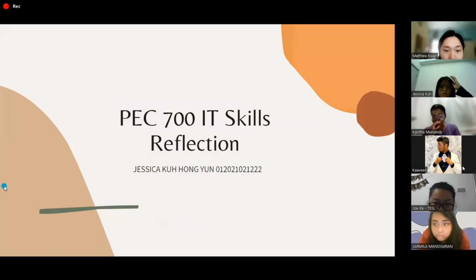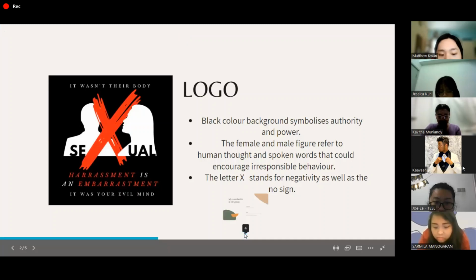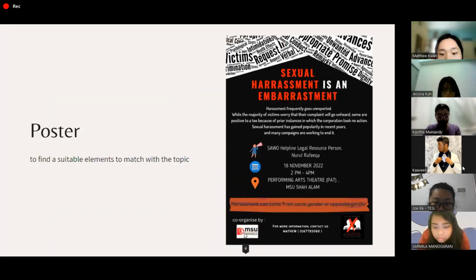My name is Jessica Kuh, and I'm going to present my reflection. For task one, the first task is the logo, and this is my logo. For the logo, I chose black as the background, and you can see from here I have listed down. On to the next one, which is the poster.